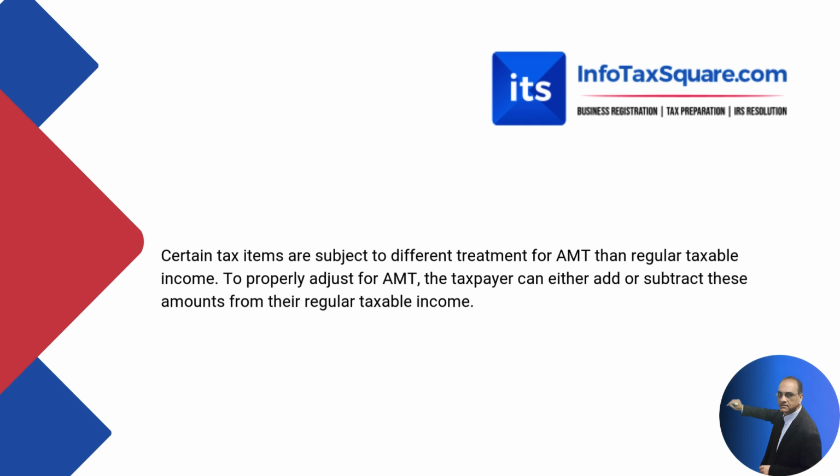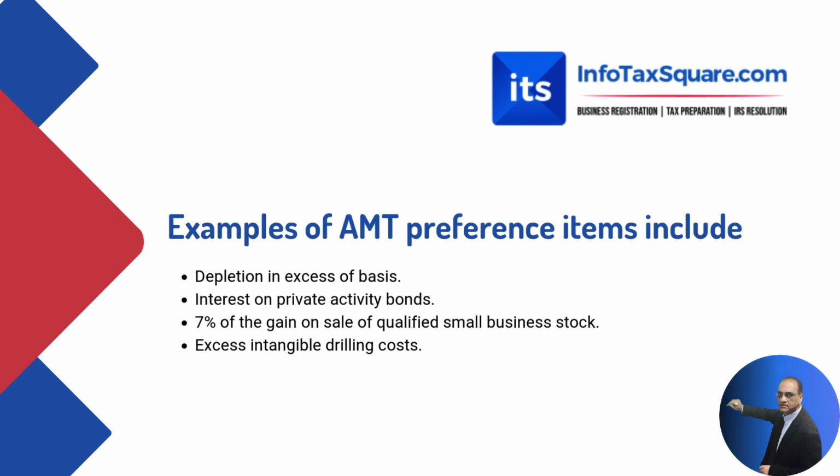Certain tax items are subject to different treatment for AMT than regular taxable income. To properly adjust for AMT, the taxpayer can either add or subtract these amounts from their regular taxable income. Here are some examples of AMT preference items. Number one, depletion in excess of basis. Number two, interest on private activity bonds. Number three, 7% of the gain on sale of qualified small business stock. Number four, excess intangible drilling costs.